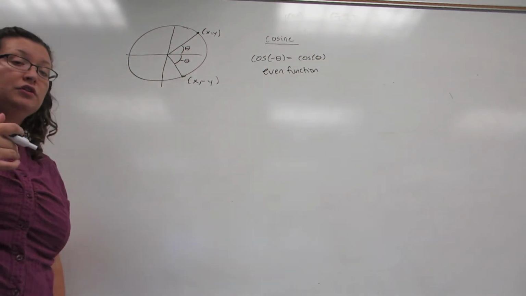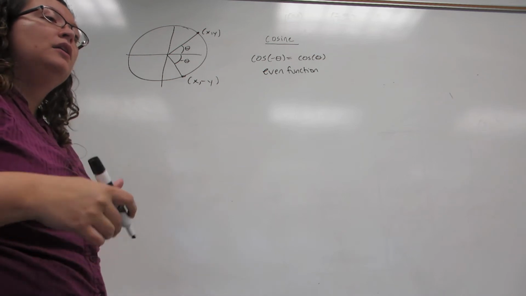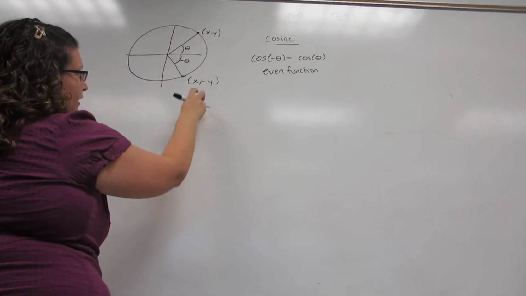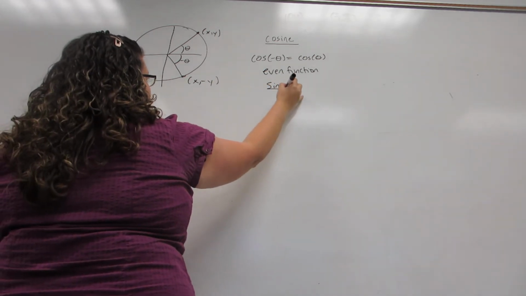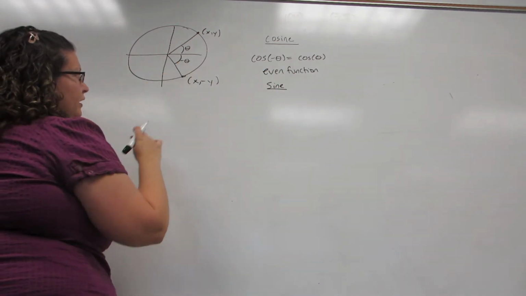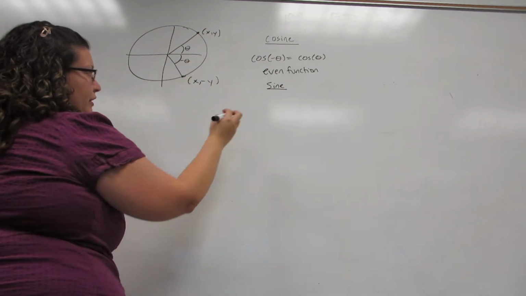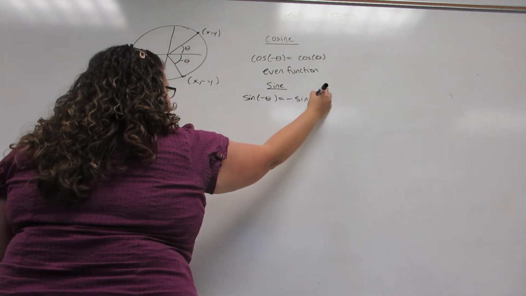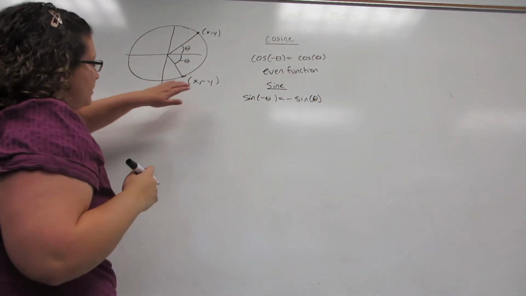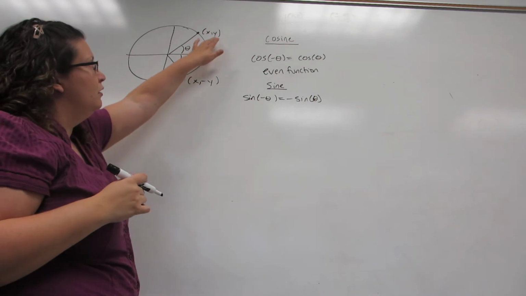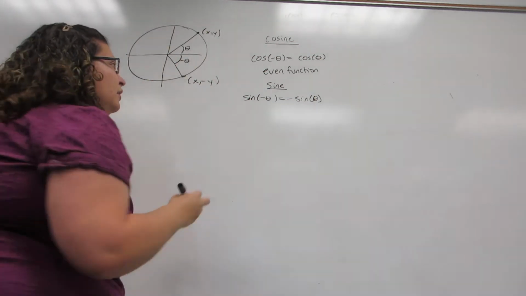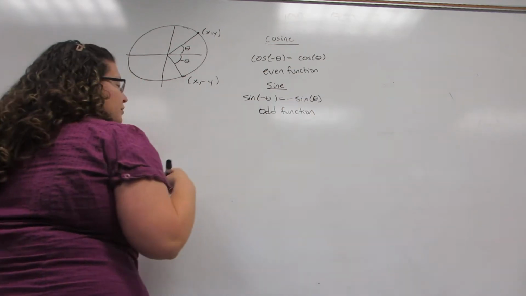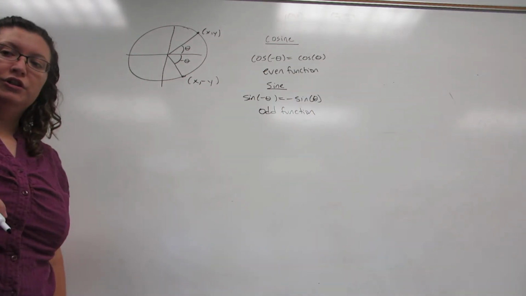It also means that its graph will be symmetric across the y-axis. Now, let's look at sine. Sine is the y-coordinate, and from this calculation we've already done, we see that the sine of negative theta will be negative the sine of theta, because the sine of negative theta is negative y, which is negative the sine of theta. This means that sine is an odd function, and also that the graph is symmetric about the origin.